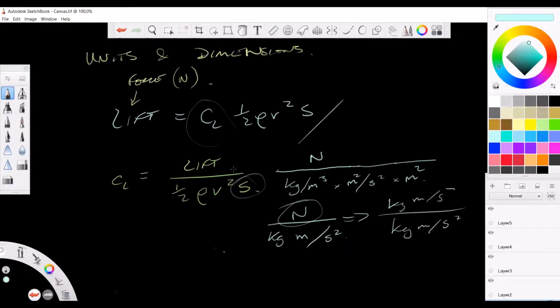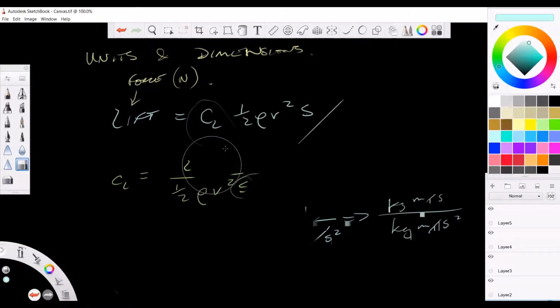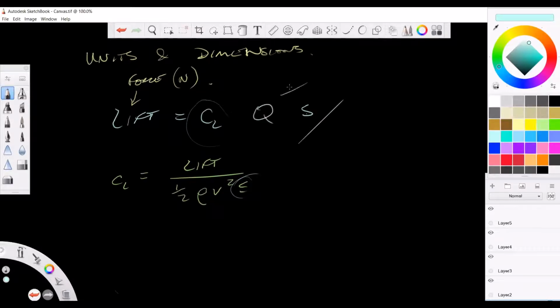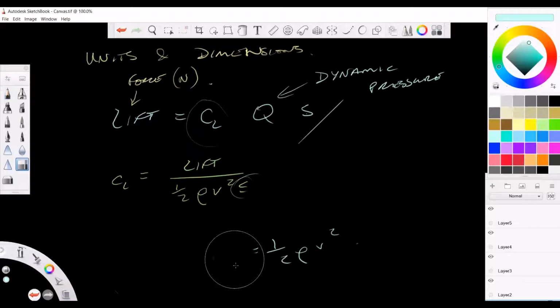Now, there is a better way of doing this. I should have done this in a different way first. Let's slightly change the formula, and instead of half rho v squared there, I'm going to put Q. Now, we haven't talked about pressure yet, but Q is dynamic pressure. Is everyone happy? Does anyone not know that dynamic pressure is half rho v squared? No? We will discuss that today. We're going to talk about the pressures. So Q is dynamic pressure.